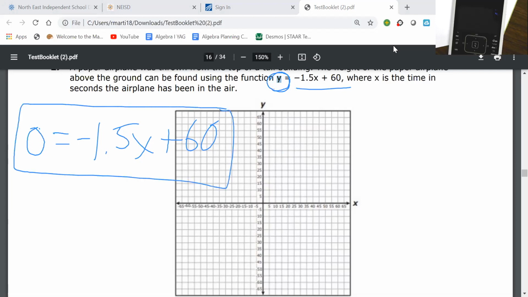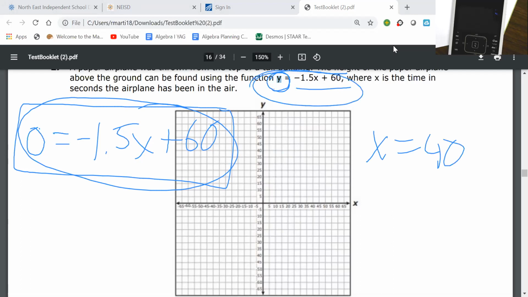To solve for x, you can do it using the numerical solve. You can solve it manually by adding 1.5x to both sides and then dividing by 1.5, and you end up with x is equal to 40. You can even graph this linear equation up top here. Y is equal to negative 1.5x plus 60, and it's going to look something like this. It's just a straight line. And guess where the x-intercept is? Oh, at 40. So there's at least 3 ways you could do this problem.